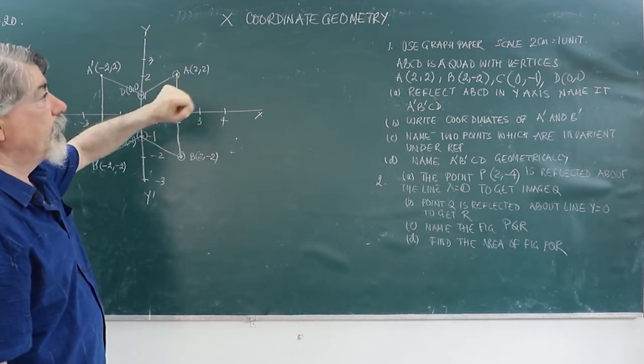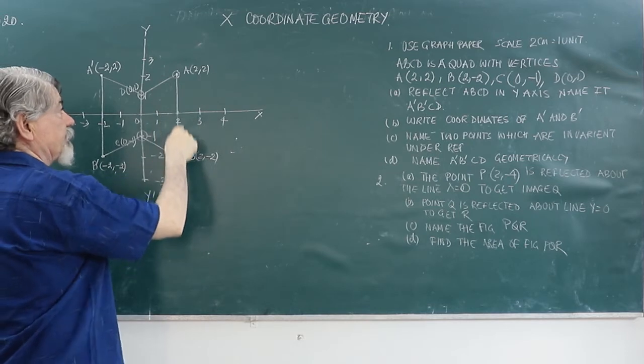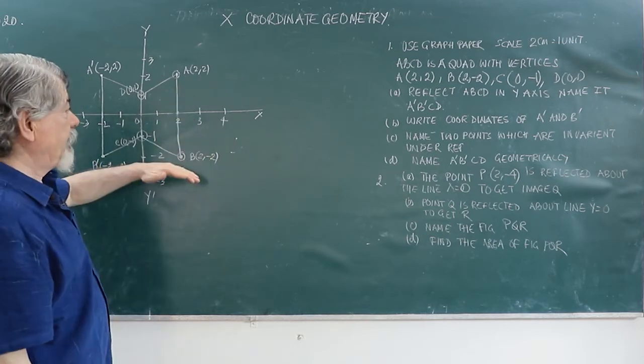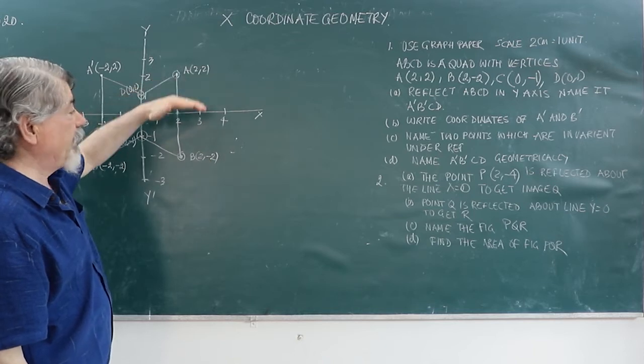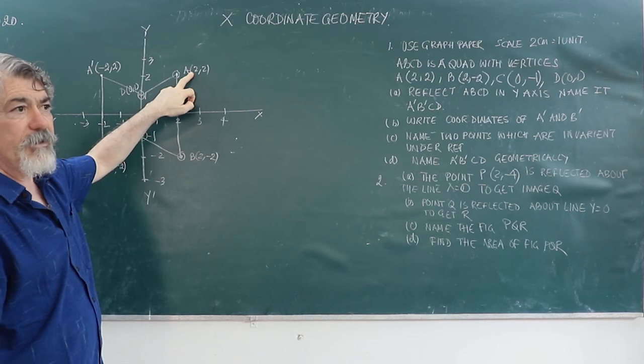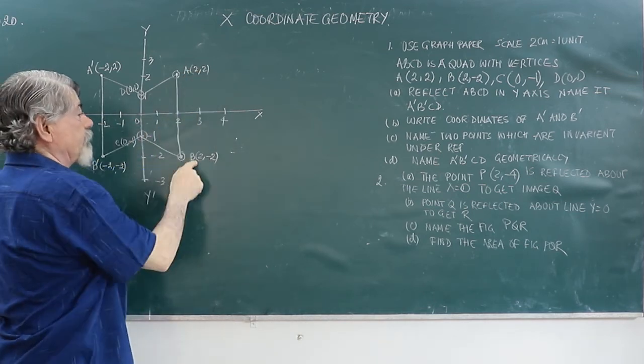2, 2. B is 2, minus 2. Actually, B is the reflection of A in x-axis, because we told you when we reflect a point in x-axis, the sign of the y-coordinate changes. So 2, 2 becomes 2, minus 2.